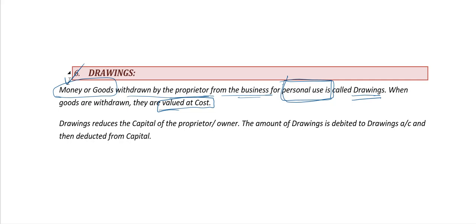Drawings reduces the capital of the proprietor. We already saw this when we were discussing the term capital. So drawings reduces the capital of the proprietor. The amount of the drawings is debited to the drawings account and then deducted from capital. So in this video we learned 6 terms. The remaining terms we will discuss in the successive videos.